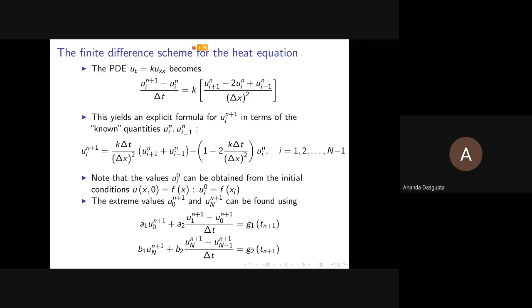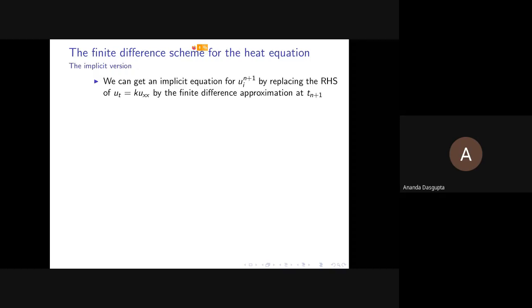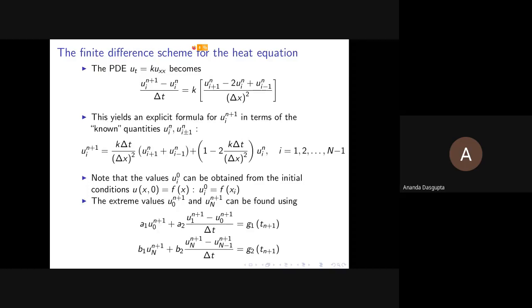Okay, having said that, let me point out that you could also do it some other way. Remember earlier we talked about implicit versus explicit methods, right? This is what kind of method? Explicit or implicit?